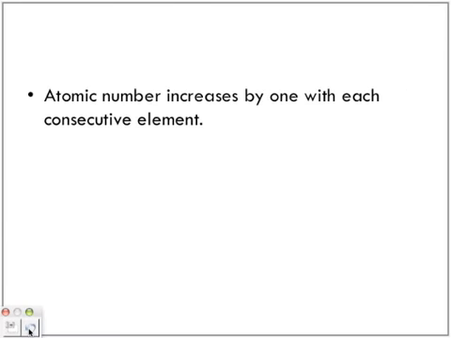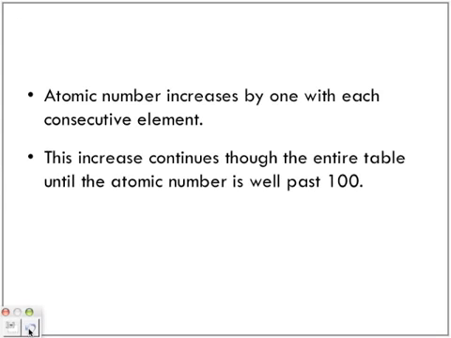Atomic number increases by 1 with each consecutive element. As we go from left to right, like we read in the English language, it goes 1, 2, and then down to the next period, 3, 4, 5, 6. So it goes in order. The atomic number always goes in order. That atomic number, as we said, is the number of protons.